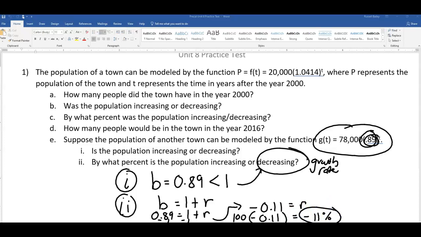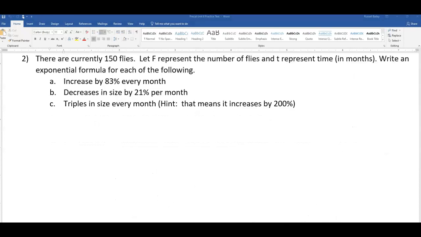Anytime your growth rate is negative, the B value will be less than 1, and that means that your function is decreasing. All right, let's go ahead and move on to our next question. Number 2 says there are currently 150 flies. Let F represent the number of flies and T represent the time, which is going to be measured in months. Write an exponential formula for each of the following.